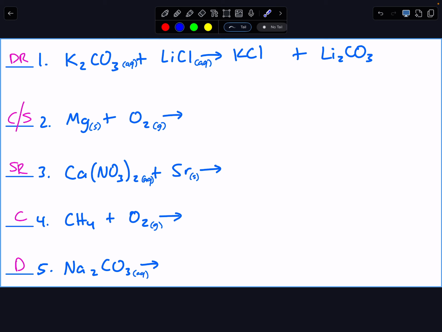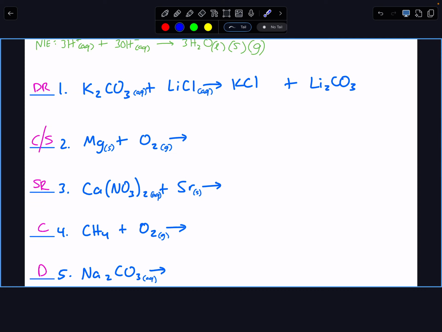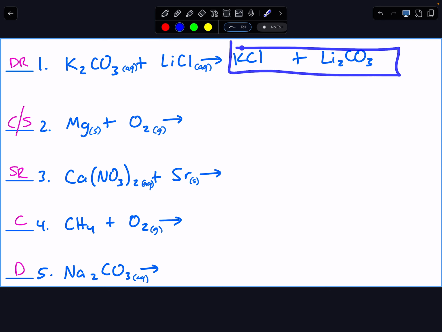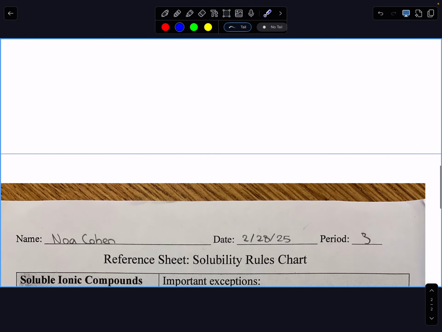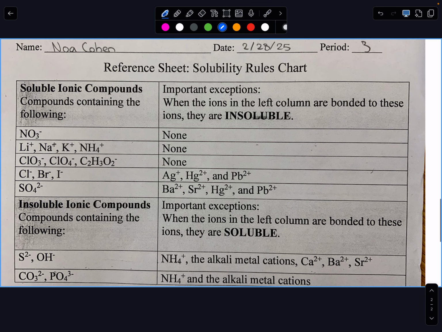Decomposition is one reactant, and it yields 2 products, depending on what kind of decomposition. Yes. Okay, so I want to find the states of matter for this. KCl, Li2CO3. Okay?